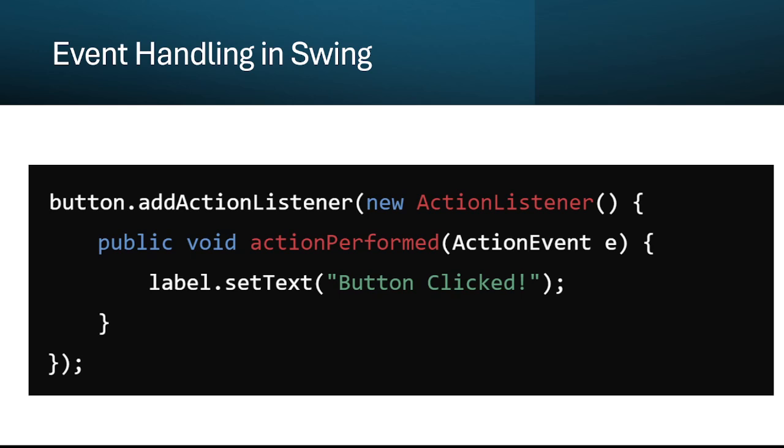An essential part of GUI programming is event handling. This involves writing code that responds to user actions such as clicking a button, entering text, or closing a window. In Java, event handling is typically done using listeners. A listener is an object that waits for an event to occur and then executes the corresponding code. For example, to handle a button click, you attach an action listener to the button, like in this example.